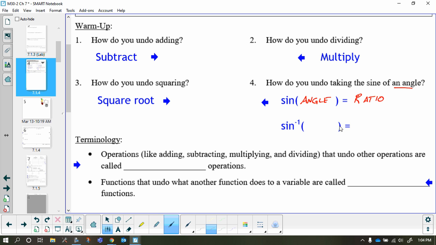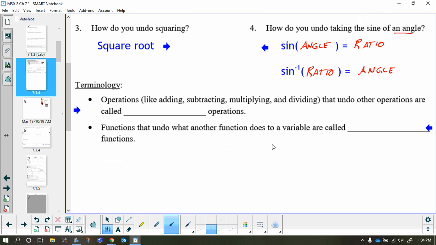Inverse sine works backwards. It takes that ratio of opposite over hypotenuse as input. And when I do the inverse sine of that ratio, what it gives me as output is the angle measurement. So that's something you've done since grade 10. But it's going to help us as we move forward here, because that's an example of what inverse operations do.